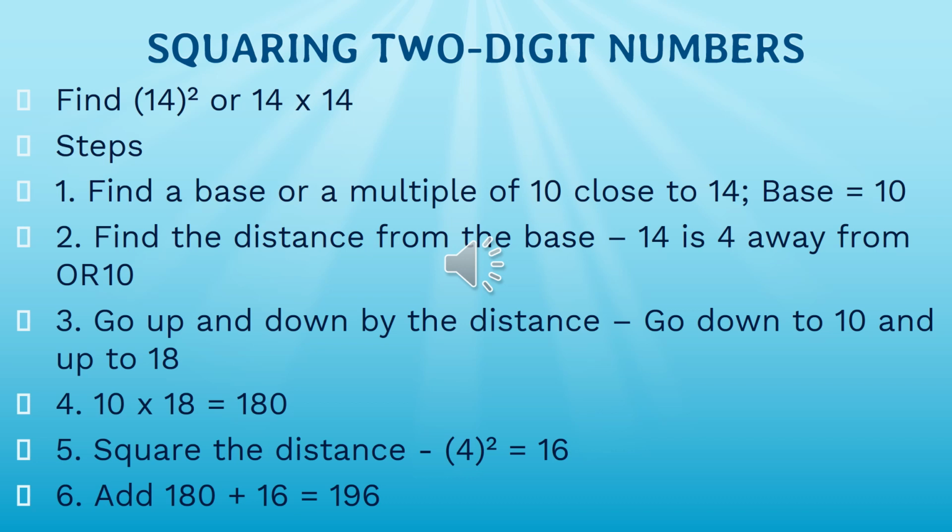Next step is to square the distance. The distance that we identified earlier was 4, and squaring 4 gives us 16. Finally, let us add 16 and 180. 180 plus 16 is 196. Hence the square of 14 is 196.